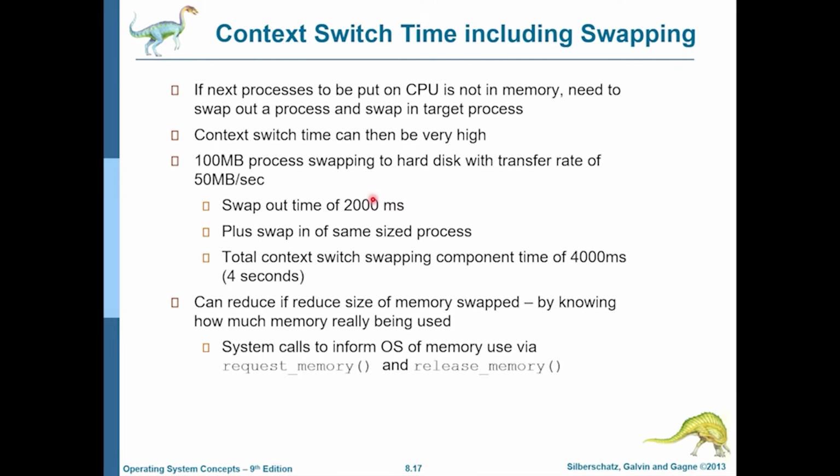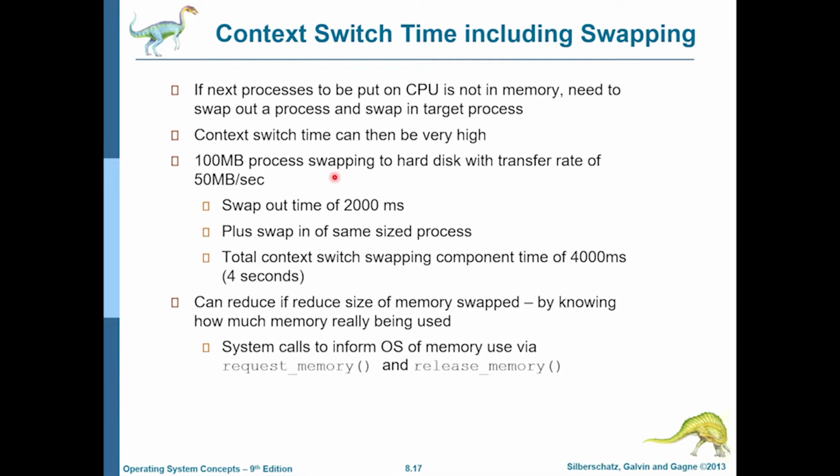Here we are assuming that before one process can be swapped in for execution, another process has to be swapped out, because swapping is going on, so memory should be almost full. So for one process to come in for execution from the backing store, another process has to be swapped out. So this combined process of swapping out one process and then swapping in another process can be 2 into 2000 milliseconds, that is about 4 seconds.